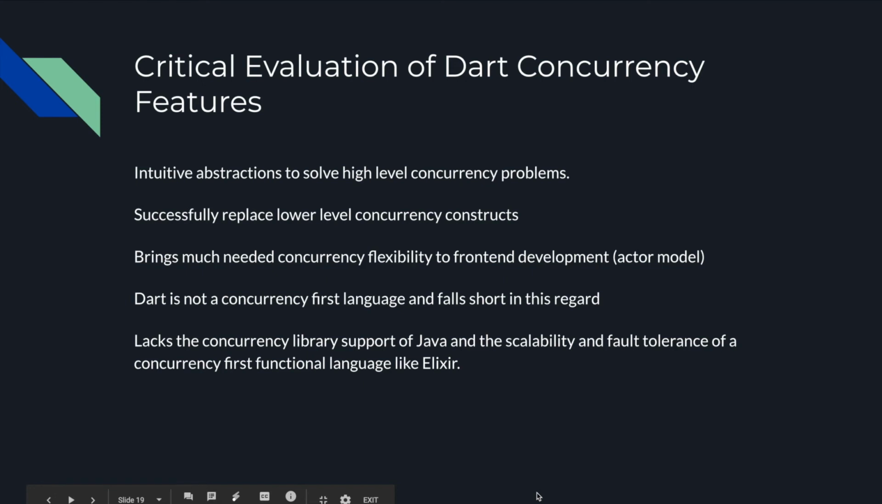Critical evaluation of Dart's concurrency features. We thought that it brought intuitive abstractions to solve high-level concurrency problems. It was able to successfully replace lower-level concurrency constructs. And we think it brings much-needed flexibility for concurrency problems in front-end development, most notably the actor model and its support. However, I think it's important that we remember the context of the language.